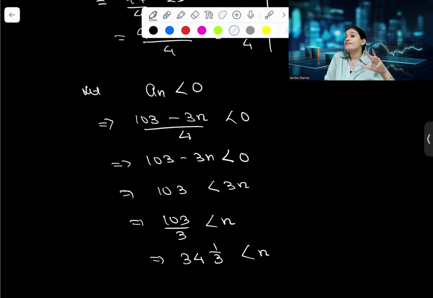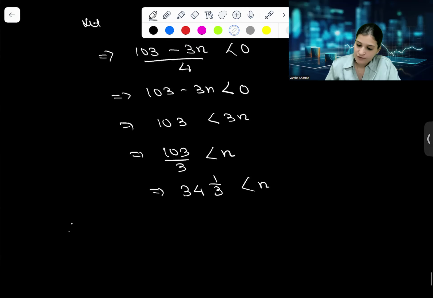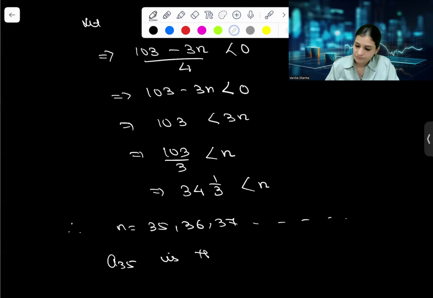So that means what? What is the first possible value of n? 35. So n is allowed to be what? 35, 36, 37, 38. All these terms will be what? Negative. So out of this, which one is the first negative term? 35th term. Therefore, n equal 35, 36, 37, and so on. So A35 is the first negative term.